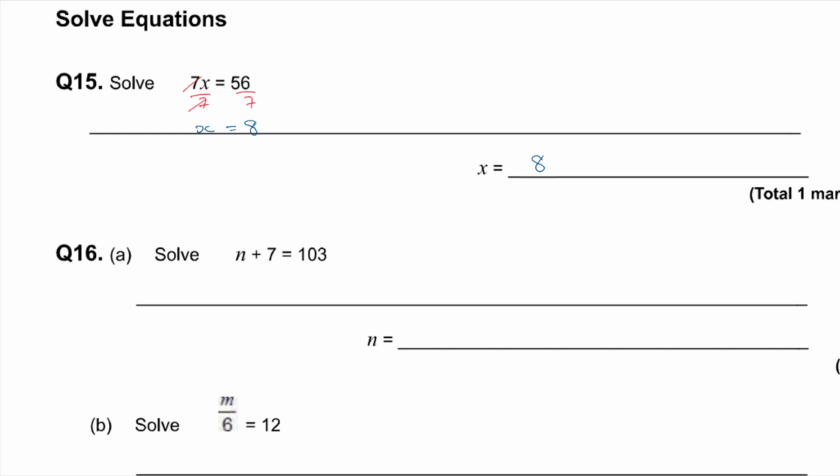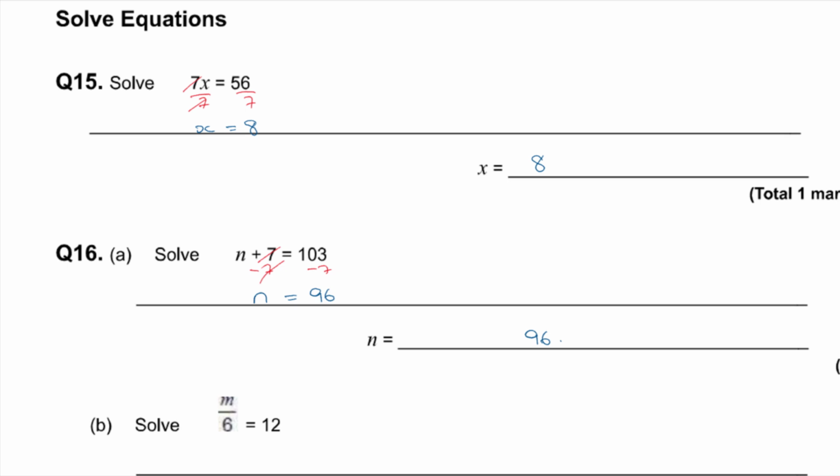Solve n plus 7 is equal to 103. Here I've got the value of n, and 7 is added to it to get my answer. So to get back to n, we need to do the opposite of adding 7, and that is subtracting 7. So if I subtract 7 from both sides, it stays balanced, but this will disappear, leaving me with just n on the left. 103, take away 7, that's 96. That's my final answer, 96.